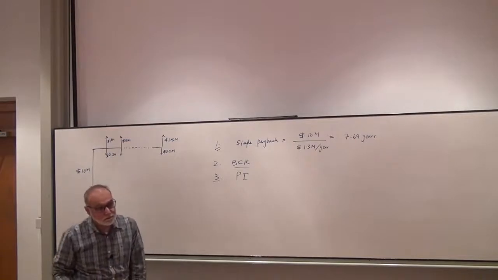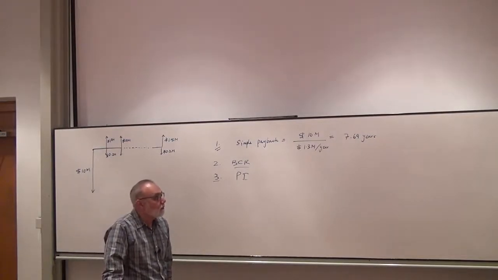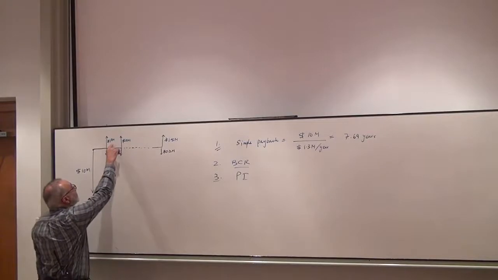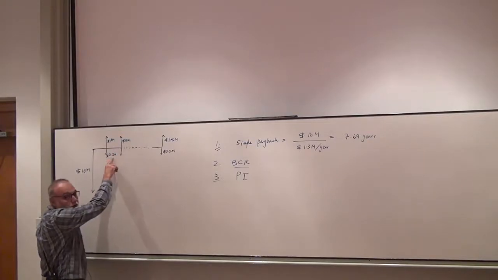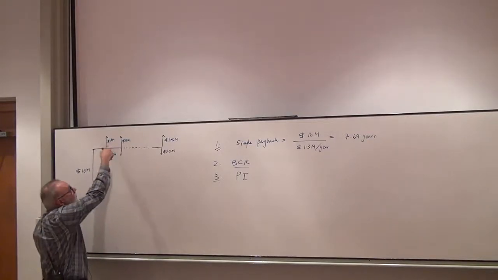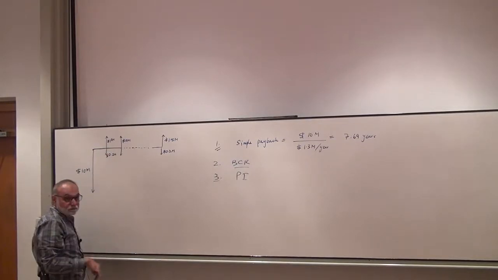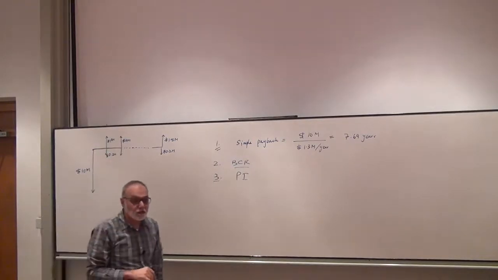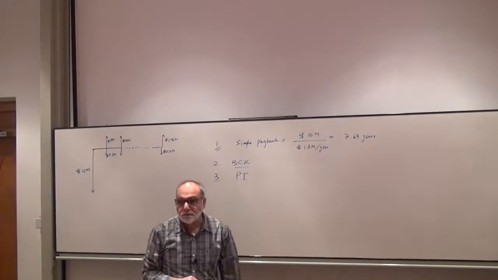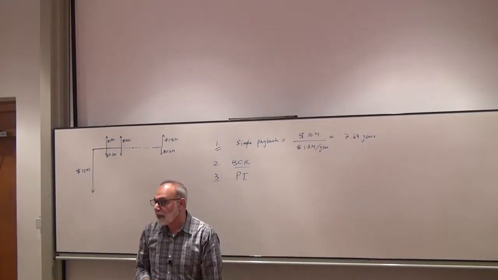From where do you get 1.3 million here? 1.5 minus 0.2 is 1.3, right? So this is the net cash flow. Clear?